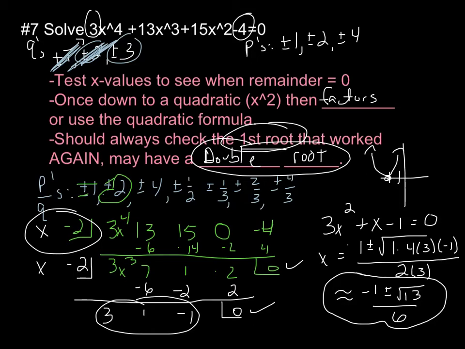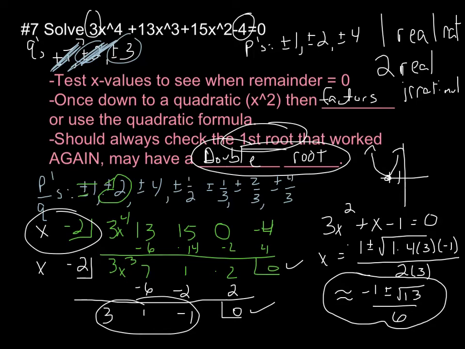It's one real root, but it's a double root. So we got one real. I'm up in the top right corner now. One real and two real irrationals. Up here I should have put rational. 1 real rational and 2 real irrational roots.